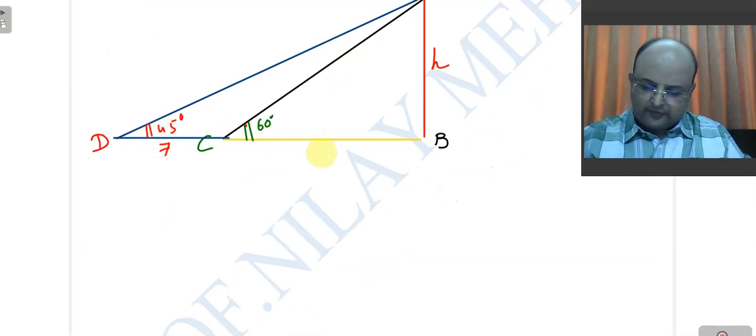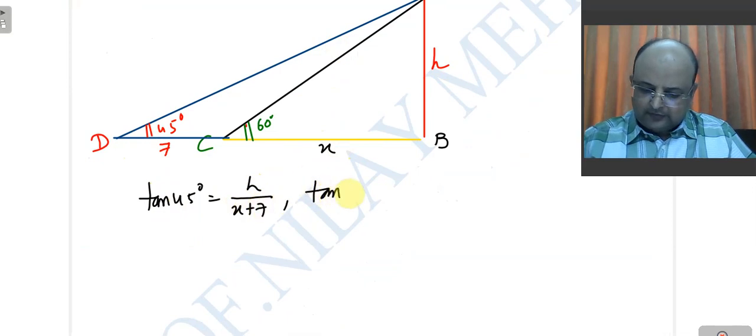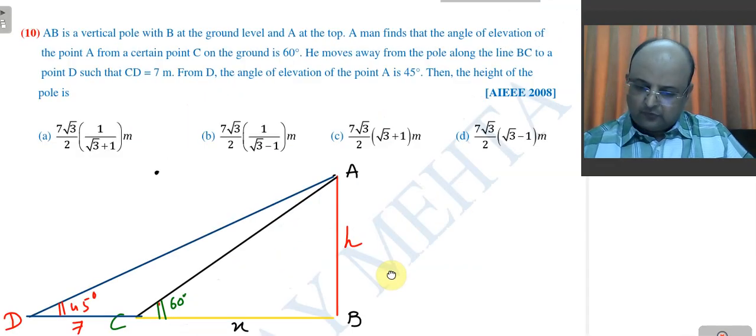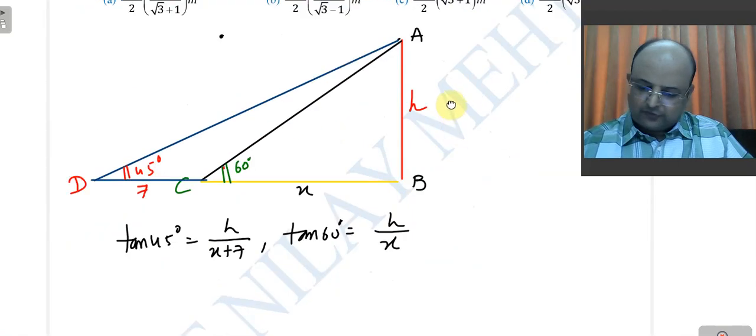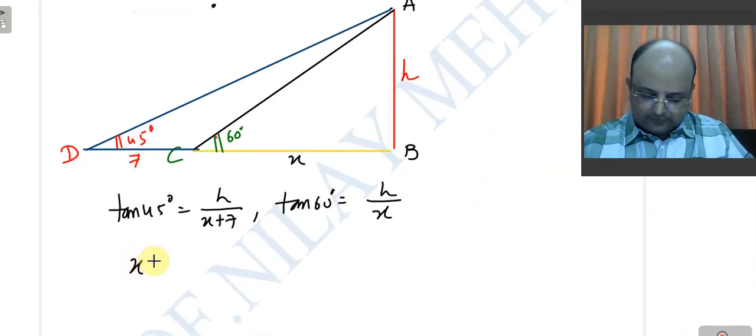Tan 45 degree. Suppose this is X. Tan 45 degree is H upon X plus 7 and tan 60 degree is H upon X. What you want to get, if you observe carefully, you want height of the pole, that is you want to find out H. You don't want X. Okay. So I make your X subject. Your X plus 7 equals to H. So X equals to H minus 7.